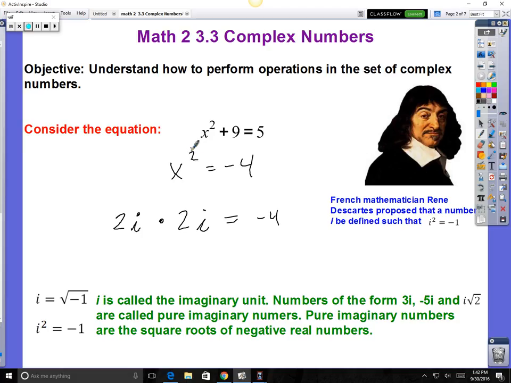Now, because it is an exponent of 2, the fundamental theorem of algebra says there will be 2 solutions. So, the other solution is -2 imaginaries times -2 imaginaries, which will also result in -4. Because 2 times 2 is 4, and -2 times -2 is also +4. And imaginary times imaginary is I squared.